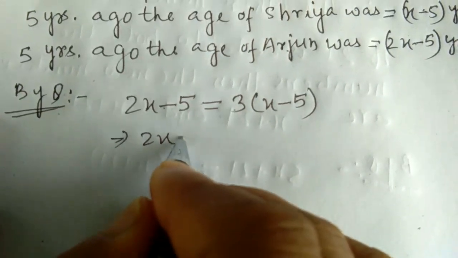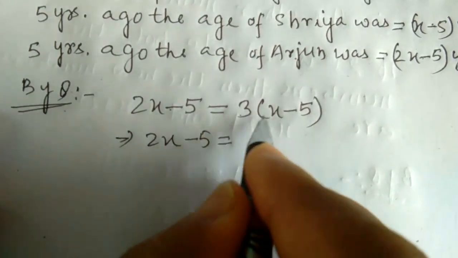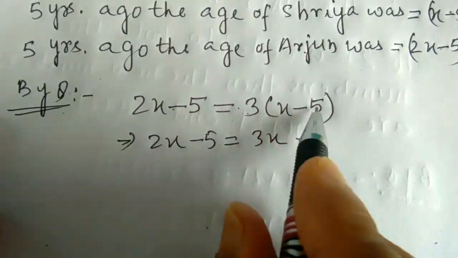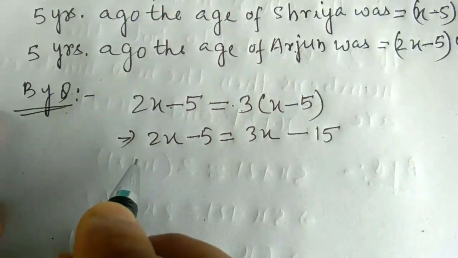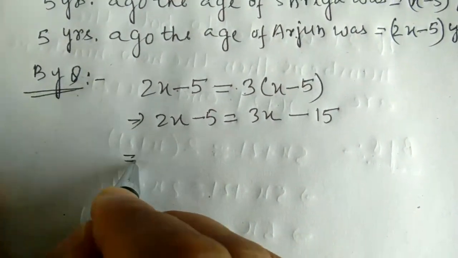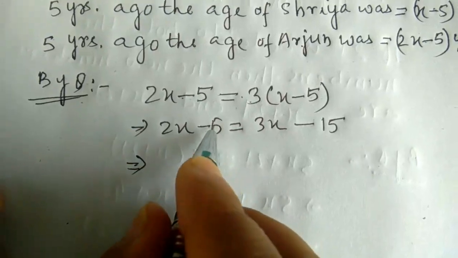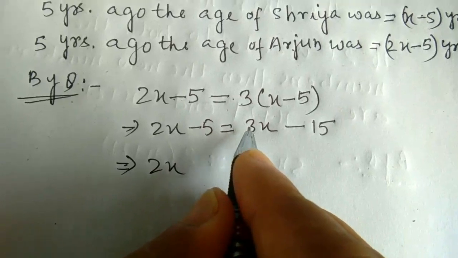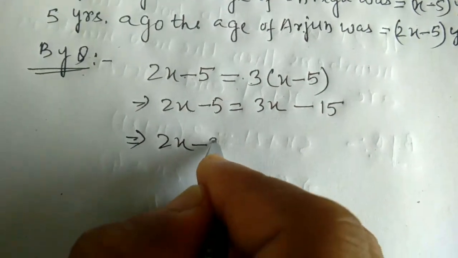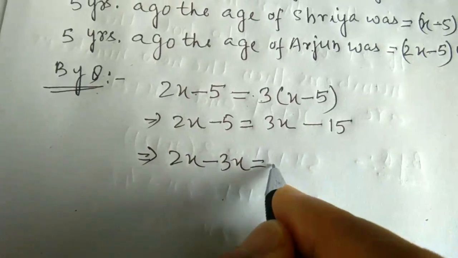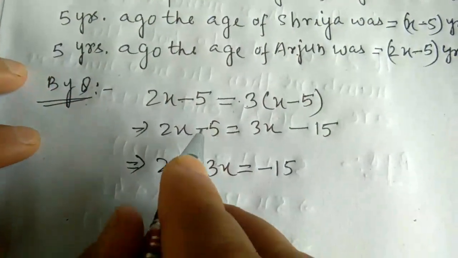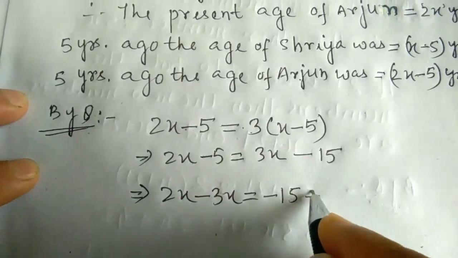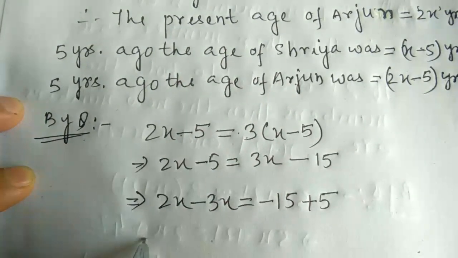Twice x minus 5 equals 3 into x minus 5, 3x minus 15. To solve, we have to find the value of x. So the x terms you bring to the left side, the constant terms you transfer to the right side. Twice x, thrice x is plus on the right side. If you bring it to the left side, it will become minus thrice x, equal to minus 15. Constant number minus 5 on the left side, if you transfer to the right, it will become plus.